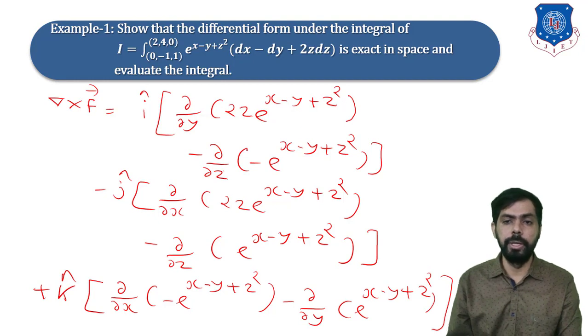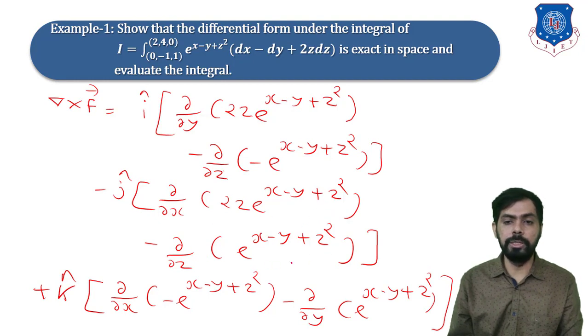Now if we take the derivative of this function with respect to z, then x and y are constant, therefore the derivative of this function will be e raised to x minus y plus z square into 2z. Because here x and y are constant, the derivative of these two terms will be 0 and the derivative of z square will be 2z. Clear? Now if we take partial differentiation of this function with respect to x, then y and z are constant, so here 2z will be as it is, and the derivative of e raised to x minus y plus z square will be e raised to x minus y plus z square into 1, because here the derivative of x is 1 and the derivative of y and z will be 0.